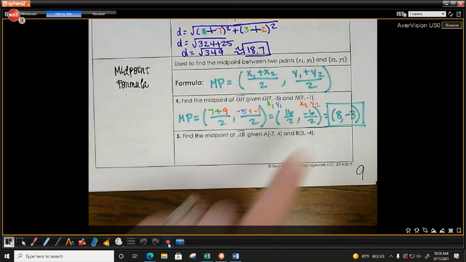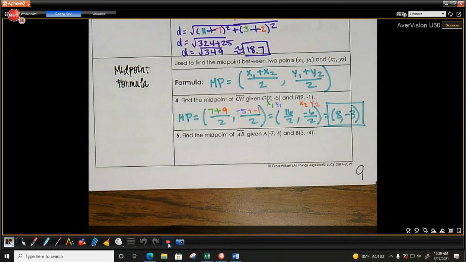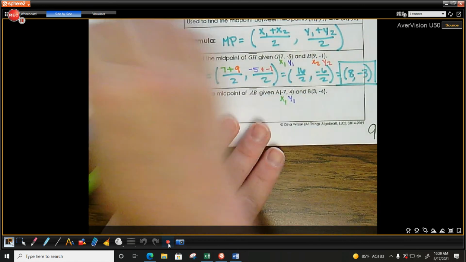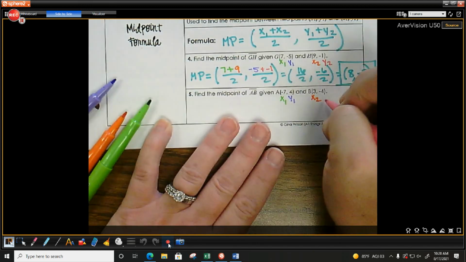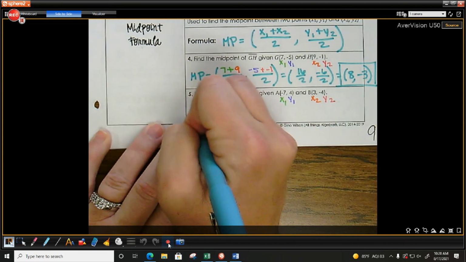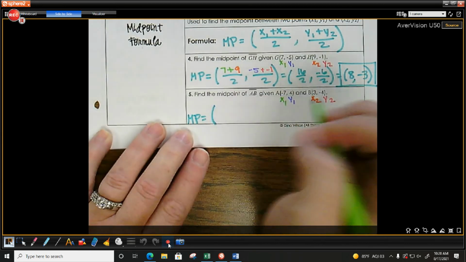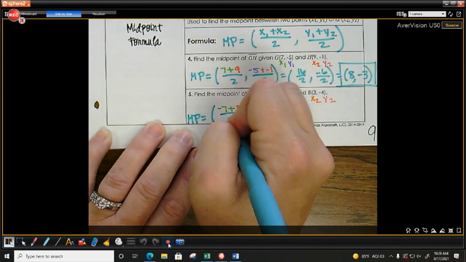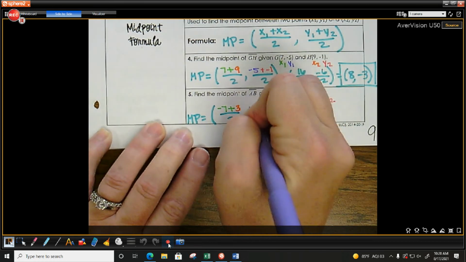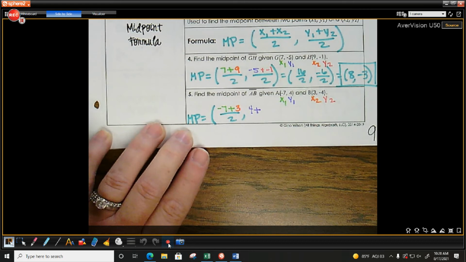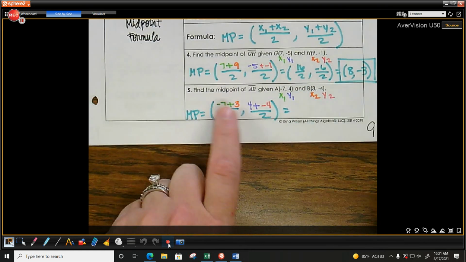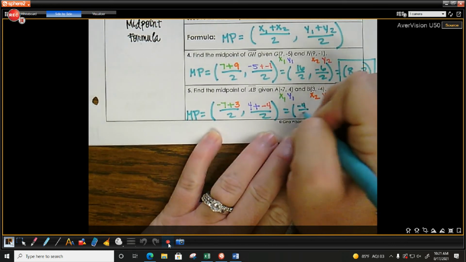Okay, last one of these. And then we're going to do like 2 more problems, then we're done, guys. X1, Y1, X2, Y2. Your midpoint is X1, which is what? Plus X2 over 2, and then Y1 plus Y2 over 2. So that becomes, what's negative 7 plus 3? Negative 4 over 2. What's 4 plus negative 4? 0 over 2. So what's negative 4 over 2? Negative 2. And 0 over 2?